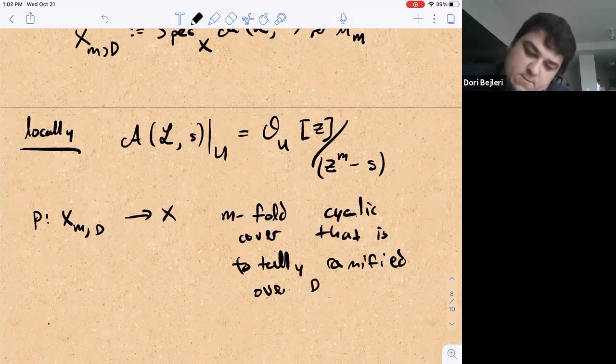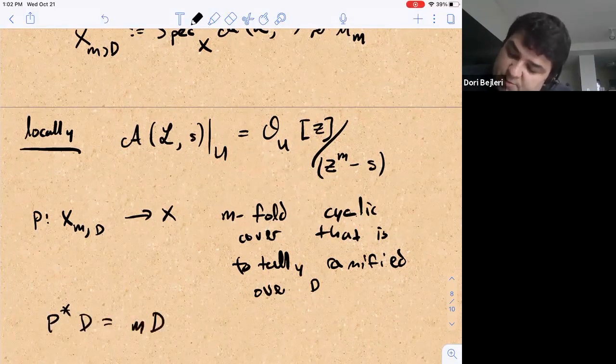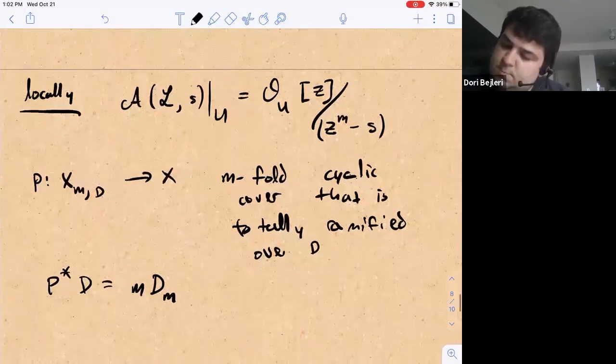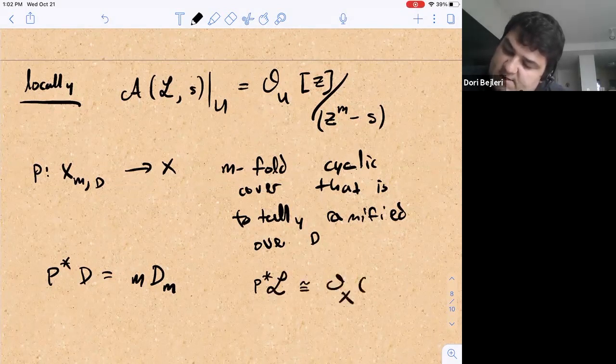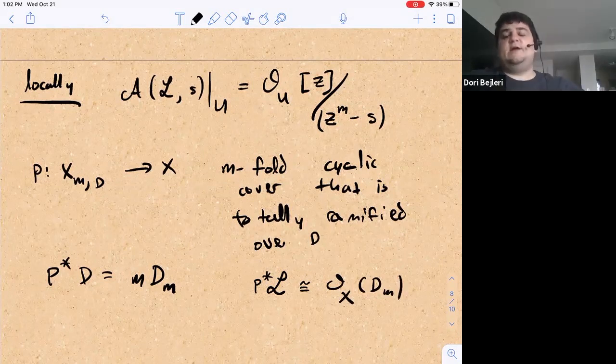And so if we look at p upper star D, then that's going to be equal to M times some reduced divisor D_M, where the reduced divisor is the vanishing of Z. So the vanishing of S is M times the vanishing of Z. And in terms of line bundles, p upper star of L is now isomorphic to O_X(D_M). So the point is L itself was not necessarily effective, but L to the tensor M was. And so now we've extracted an mth root of L. We've extracted an effective divisor for L after taking an mth root.